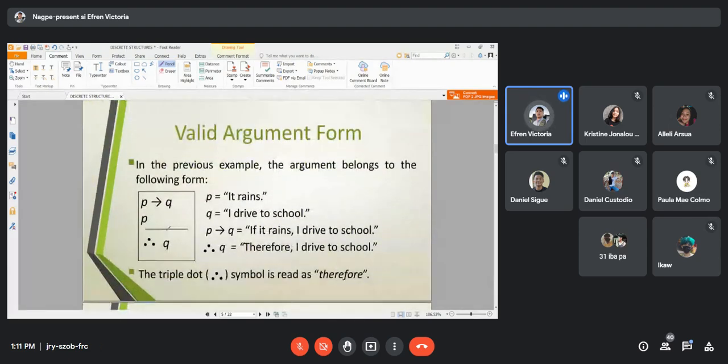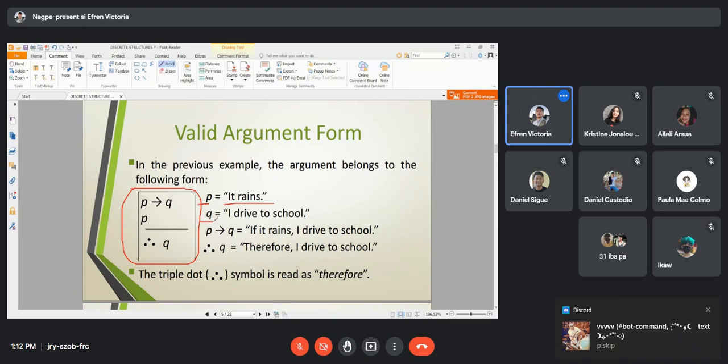So, valid argument form. In the previous example, the argument belongs to the following form. So ito yung isang form ng argument. So it rains for variable P, variable Q, I drive to school. So implication, if P then Q, or P implies Q. If it rains, I drive to school.